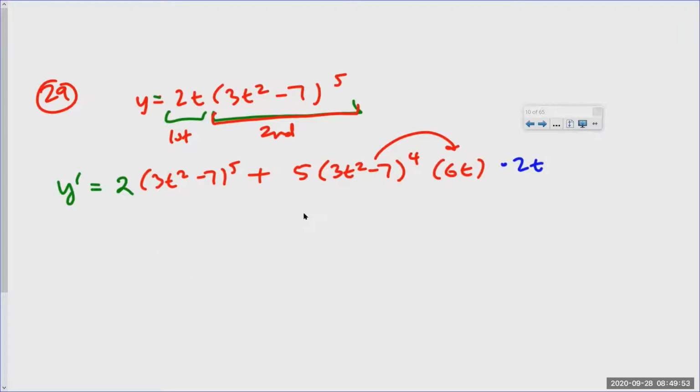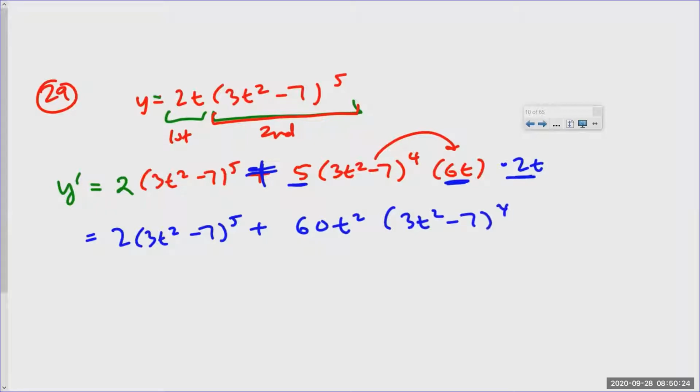Okay, and then from here on, it's just a simplification. You've done most of the hard work here. You just need to see that this is a monomial, this is a monomial, and this is a monomial. So I want those multiplied together. Please don't pull them to the front. This plus sign here divides it, okay? So the answer is going to be 2 times (3t squared minus 7) to the 5th power plus 30 times 2, that's easier, so it's 60. 60t squared times (3t squared minus 7) raised to the 4th. Okay, if I simplified it right, that's what I have.